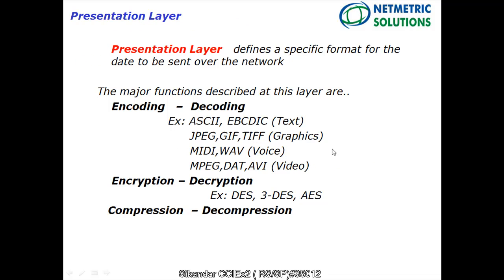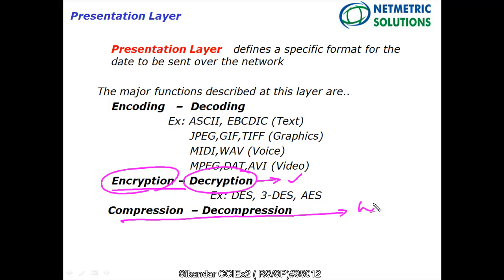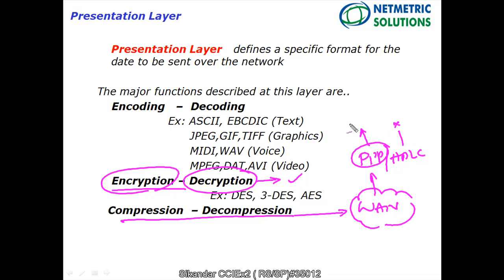Apart from that, we also have something called encryption and decryption, meaning whether your data should go in an unreadable format or in clear text. It all depends upon the application. And also compression and decompression. In some of the WAN links, like PPP and HDLC, which we'll discuss in our next concepts, you may see that PPP supports compression, while HDLC does not support compression. So if you want, you can enable this feature.